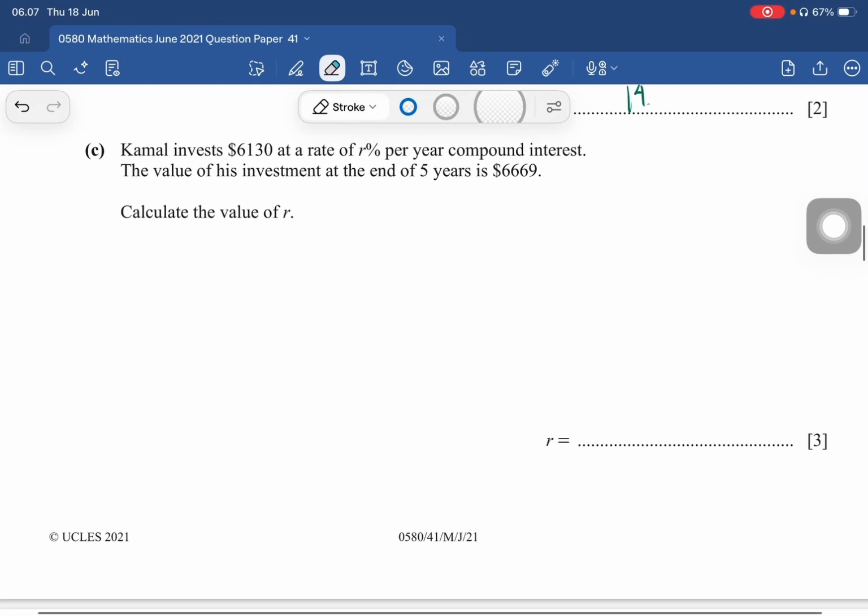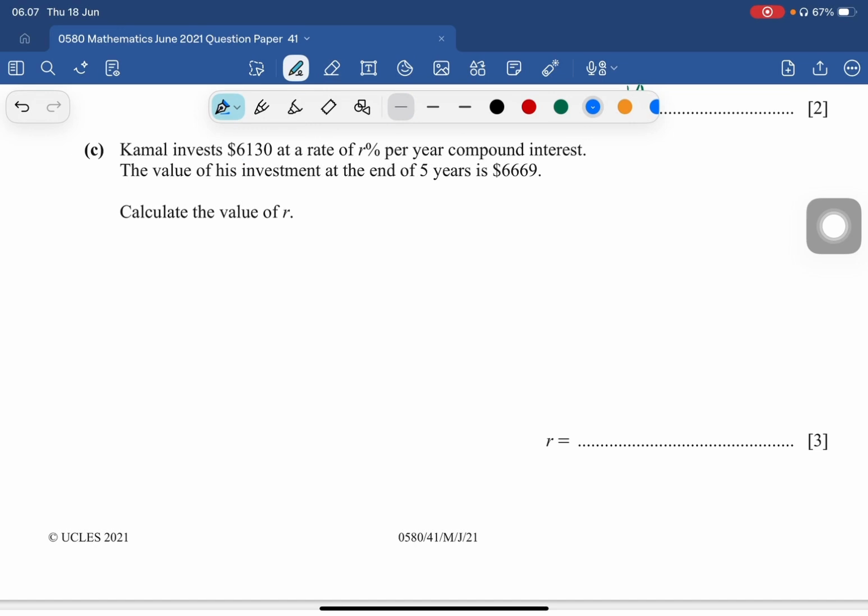And then question C. Kamal invests $6,130. Here is the principal investment, so P equal to $6,130, at a rate of R%. The rate we don't know yet, so R is what we are looking for. This is compound interest. The value of his investment at the end of 5 years, so the time is 5.